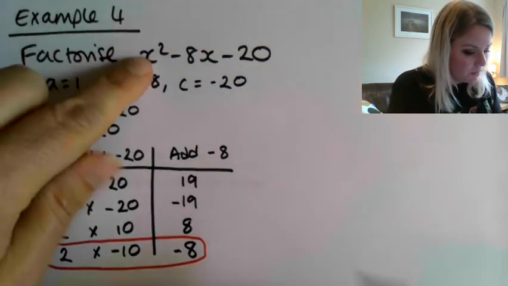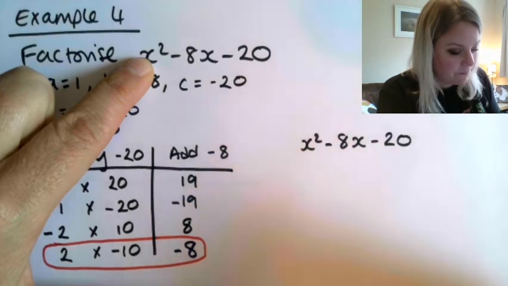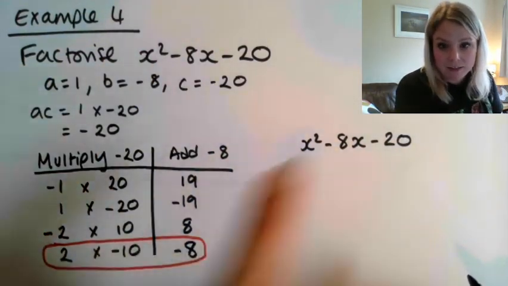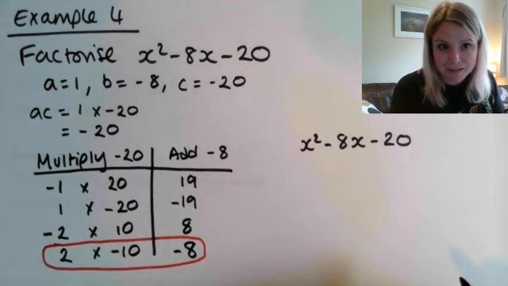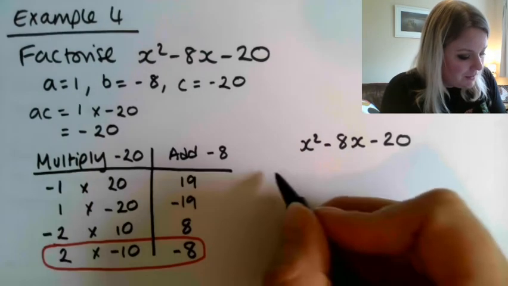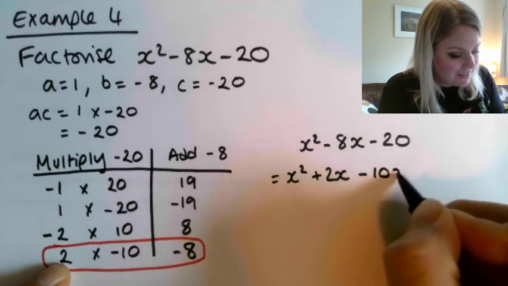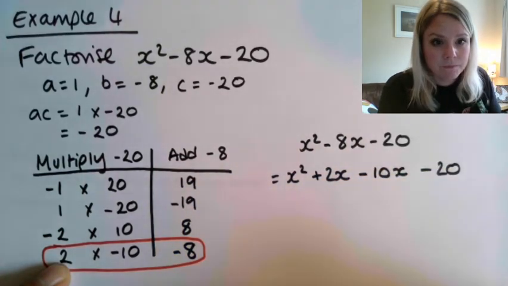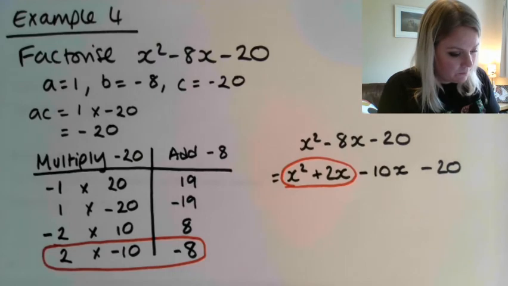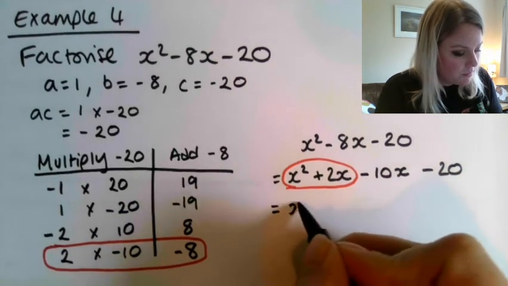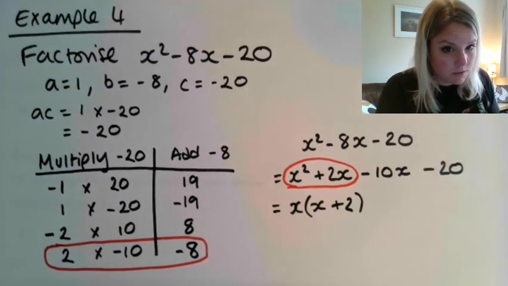So write out our equation again. So x squared minus 8x minus 20. Remember, split up your 8x into these two. So it's going to be splitting up into 2x minus 10x, because that gives you minus 8x. So x squared plus 2x minus 10x minus 20. Take your first two terms, factorize them. So x can come out of the bracket, and I'm left with x plus 2 inside the bracket.